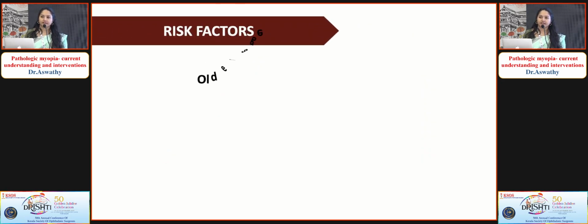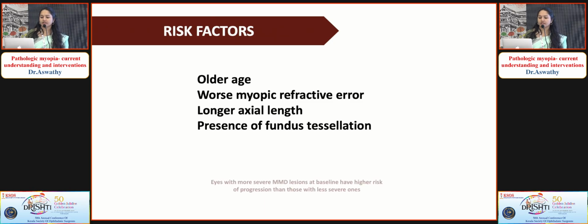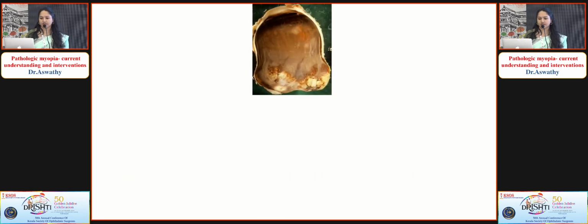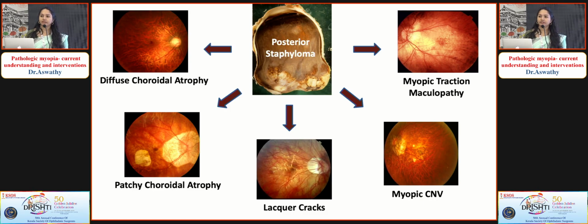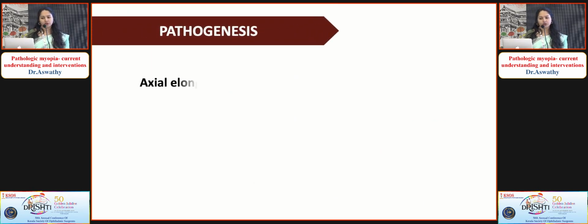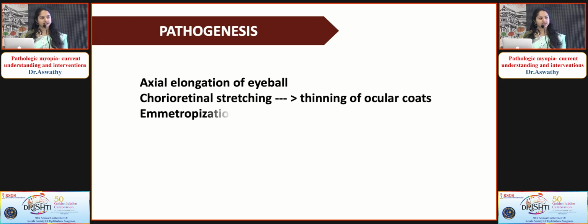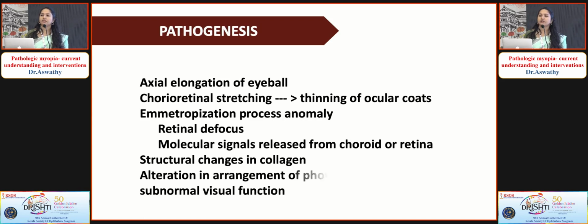What are the risk factors for pathological myopia? These include older age, worse myopic refractive error, longer axial length, and presence of fundus tessellations. So posterior staphyloma is the hallmark of pathological myopia, and that itself can lead to most of the other retinal and choroidal changes. The pathogenesis has been dealt with in detail by Dr. Samyukta, and it's basically the axial elongation causing chorioretinal stretching and various changes in the collagen.